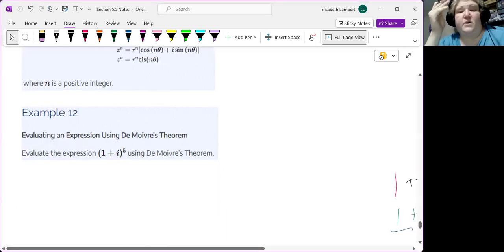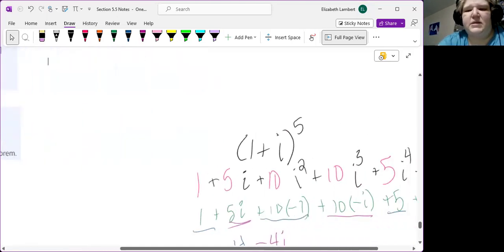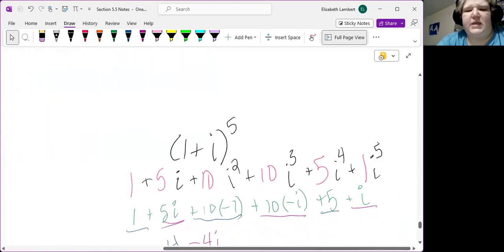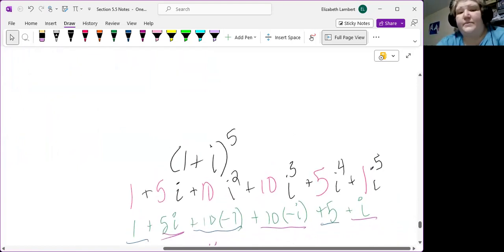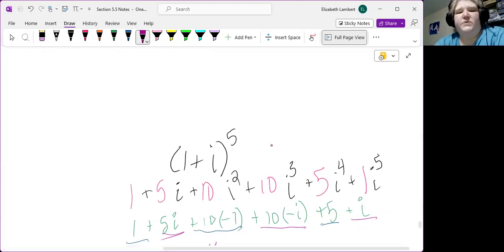All right, so (1 + i) to the 5th. So there is the ugly way. I cheated and pulled these numbers from Pascal's triangle because it was a 1 and 1. That's what it would be if you FOILed out all 5 of those together. And then our i's actually are equal.